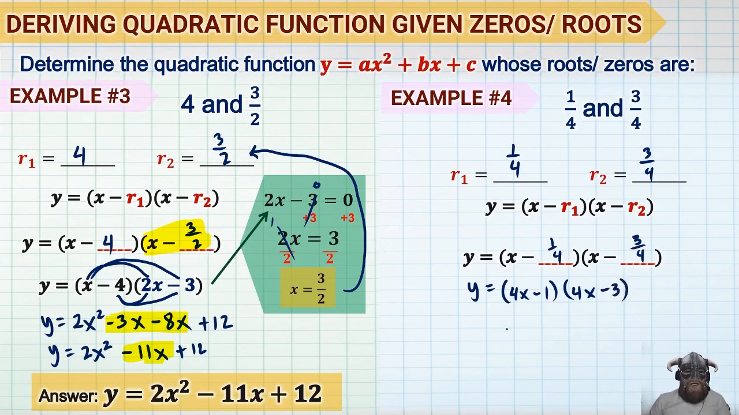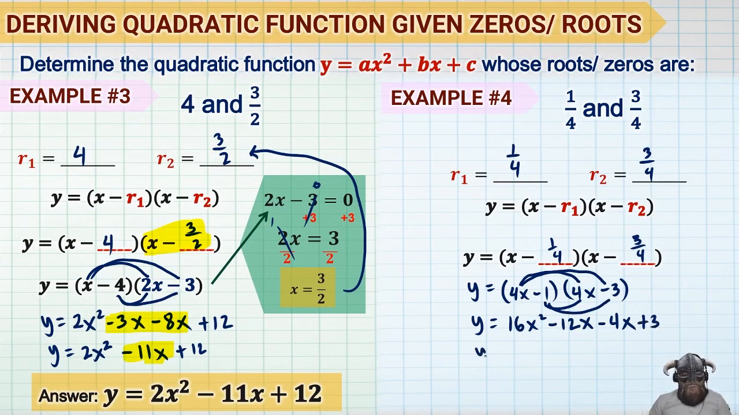So, ayan lang siya. Then, after that, we can just simplify this one by expanding it and making it the general form. So, 4x times 4x, this will become 16x squared. Then 4x times negative 3, this will become negative 12x. Then negative 1 times positive 4x, this will become negative 4x. Then negative 1 times negative 3, this will become positive 3.